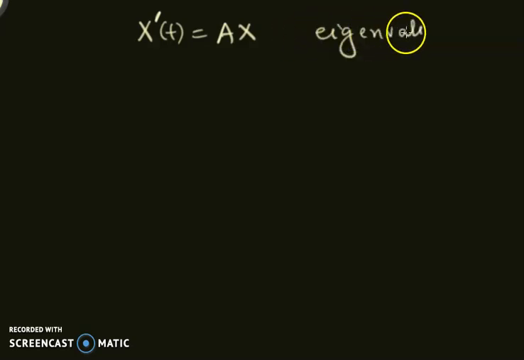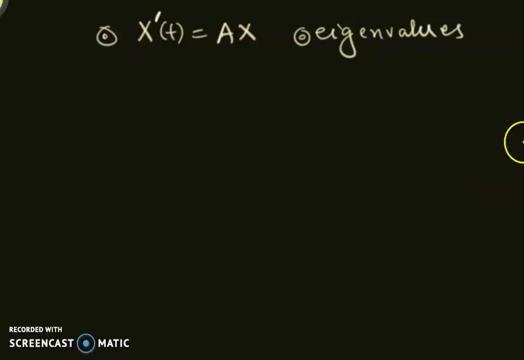Bismillahirrahmanirrahim. So from the last two discussions, we come to know that the solutions to planar dynamical systems of this form, x prime of t equal to Ax, depend on the eigenvalues. So we will be considering cases on eigenvalues, and we will be studying the behavior of such dynamical systems.